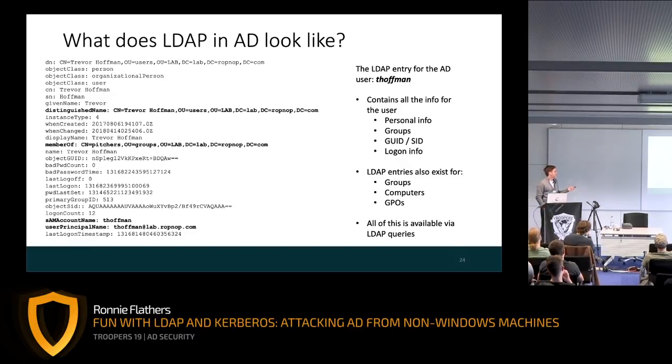And it contains all his personal information, his first name, last name, address, phone number, email address, but it also includes things like all the groups he's a part of, and timestamps for the last time he logged in or changed his password. His GUID and his SID are also stored as LDAP attributes. And then down here on the bottom, his SAM account name and his user principal name, which is what he'll use to log in to the domain, are also always stored in LDAP.